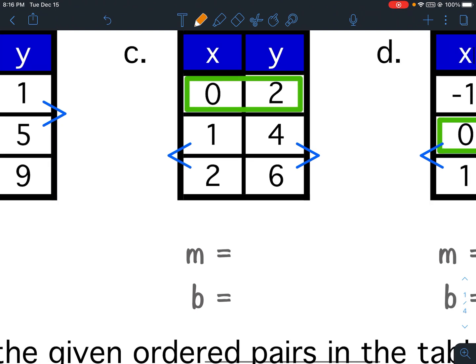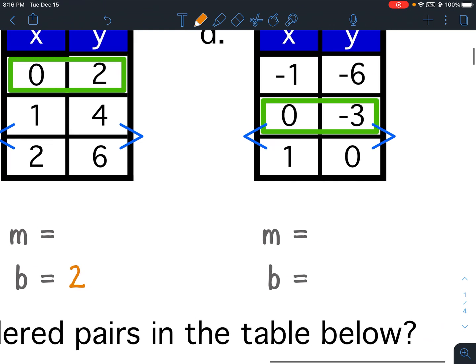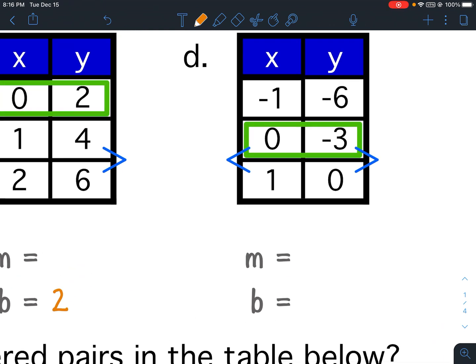For C, right here's my x is 0, therefore the y is my y-intercept. So in this problem, my y-intercept is 2. Because remember, your y-intercept is the value of y when x is 0. So for C, my y-intercept is 2. For D, my y-intercept, right here, is negative 3.